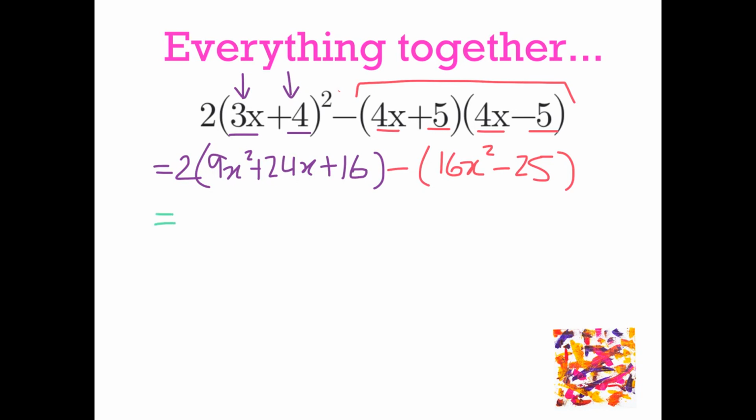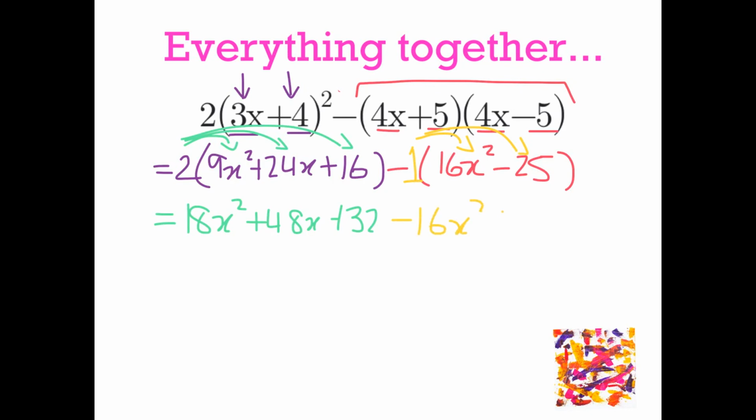And now we are going to distribute this 2 to every single term in this bracket. Let's do that first. So we're going to get 18x squared plus 48x plus 32. And now there's a 1 over here, which I'm going to distribute into this bracket. So I'm going to have negative 16x squared plus 25.